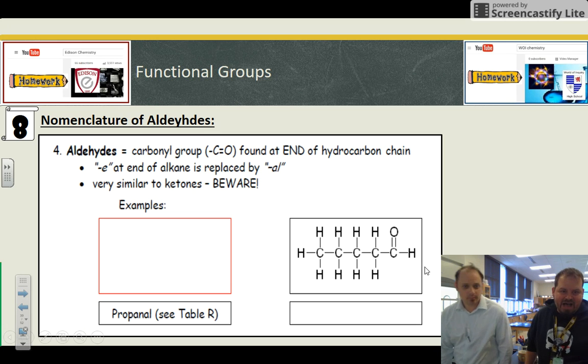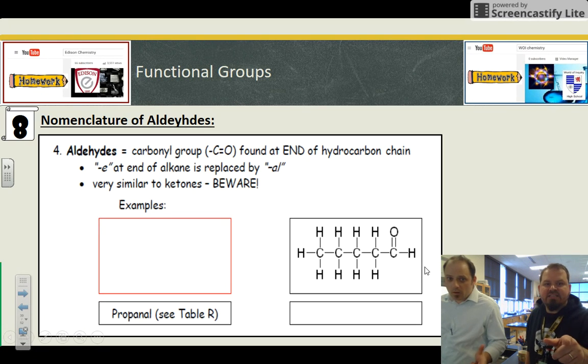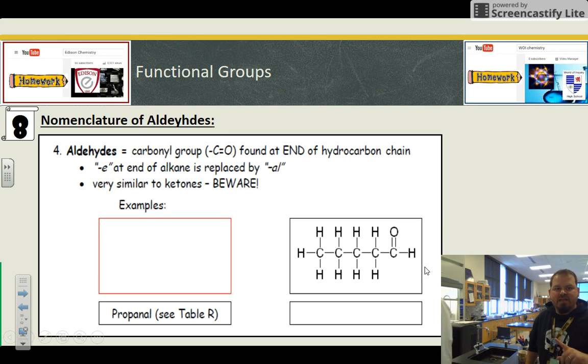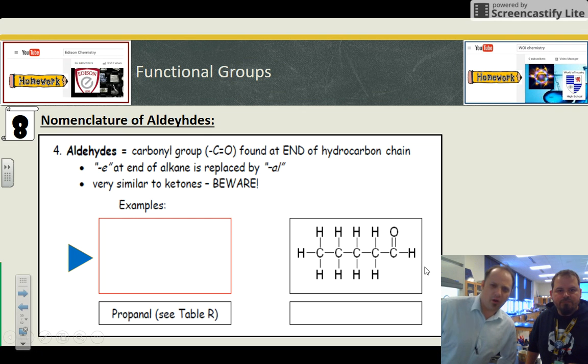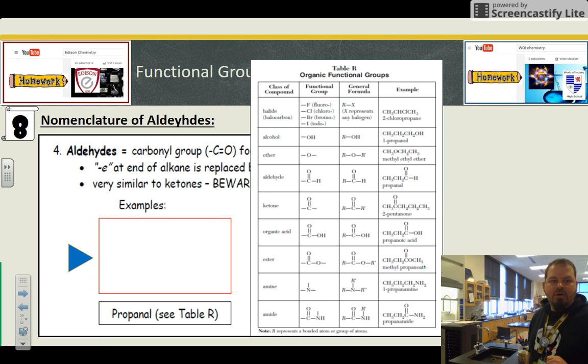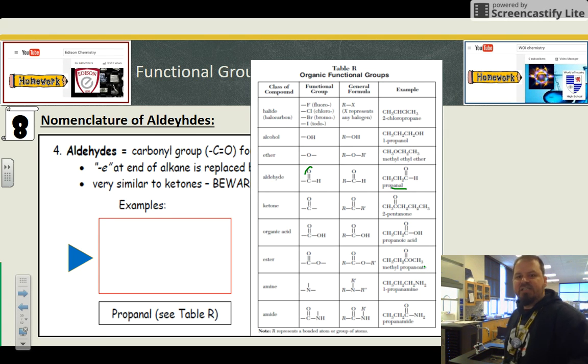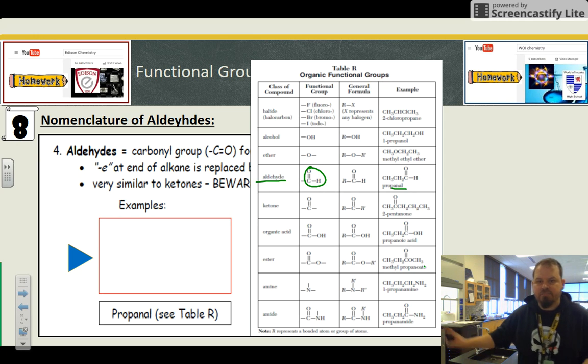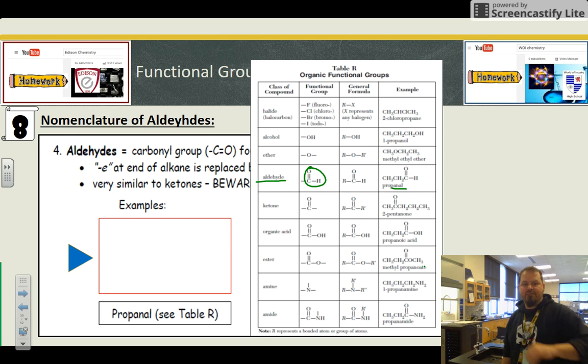Aldehydes. Here we go. Notice it's got a C with a double bonded O at the end of the hydrocarbon chain. That's referred to as a carbonyl group. Propanal ends in -al. Which example ends in -al? This is why we do that, because see, aldehyde doesn't end in -al, so that wouldn't have helped me any. But I see propanal is an aldehyde with that functional group.